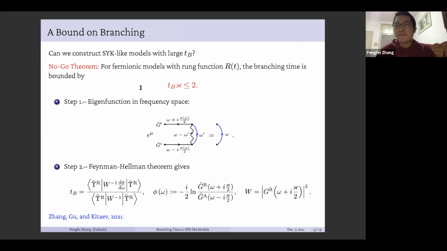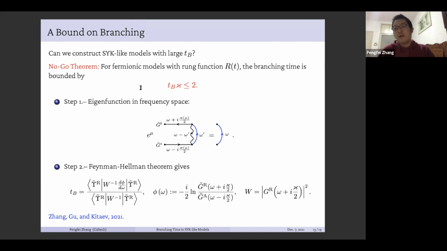So finally, let's come back to our first question of whether we can construct some SYK-like models where we can study the out-of-time-order correlator and the effect of information scrambling explicitly. And we still hope that such models have a very large branching time. So we have tested many different models. Unfortunately, finally, we come up with a no-go theorem.